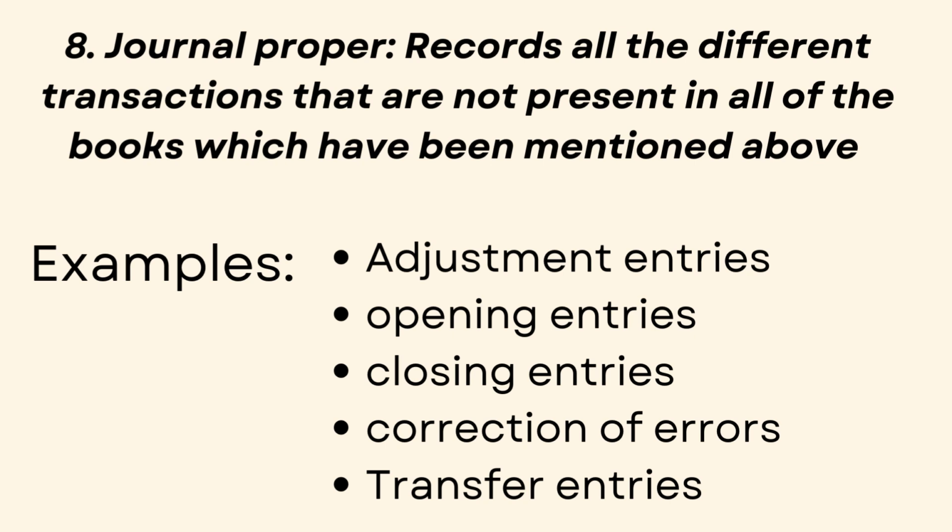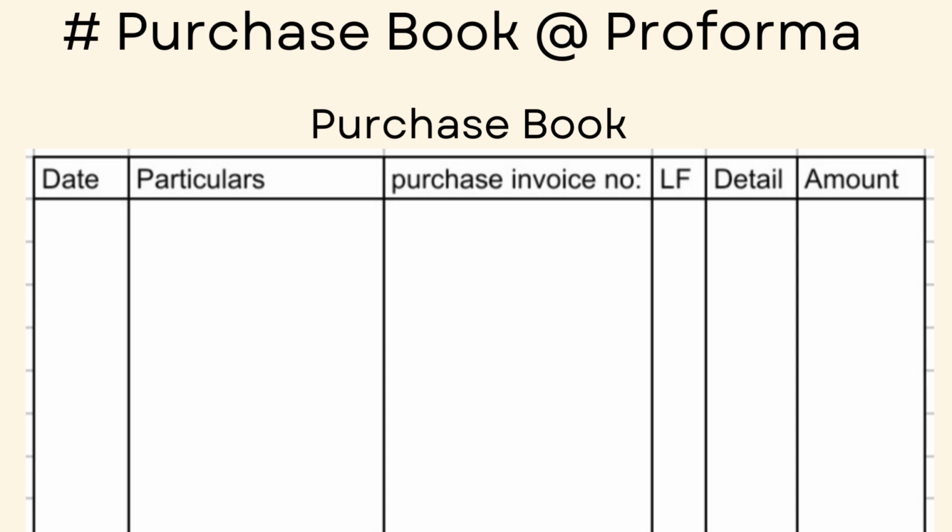I hope it is clear to you. Therefore, in the further clips, we are going to learn about purchase book proforma and its problem with solution. Okay. Now let's see the proforma of purchase book. We have date, particulars, purchase invoice number, LF, that is ledger folio. Next we have details and amount.